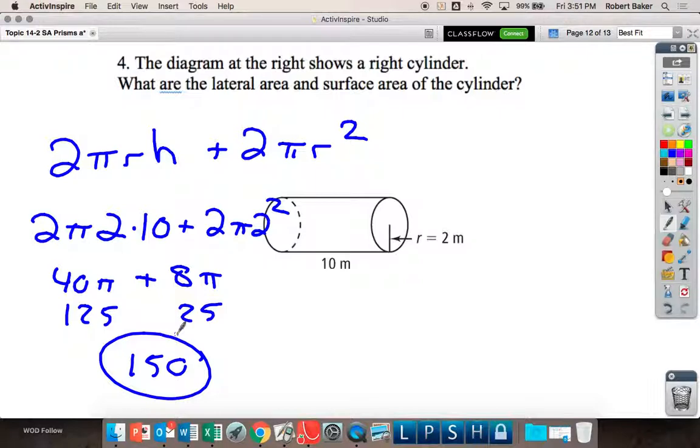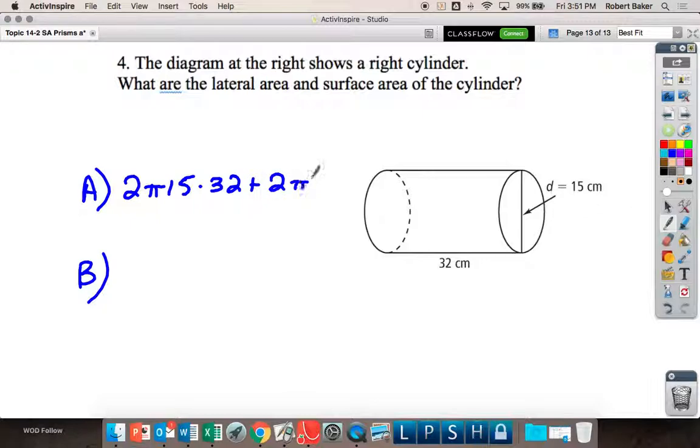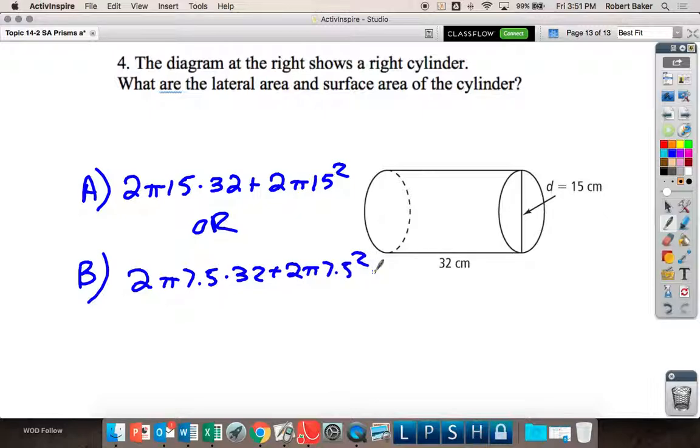So the last question, I'm going to give you multiple choice and just see if you can identify which is the correct equation. There's going to be another cylinder, another tube. I think it was diameter, but it was 7.5. A or B?